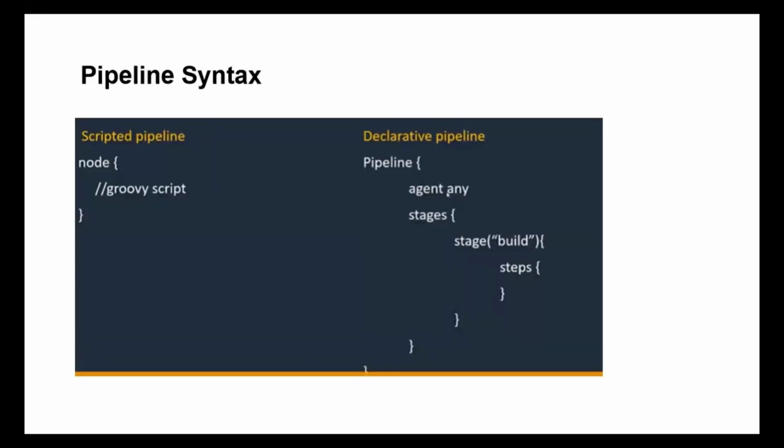So the pipeline syntax. If you see the declarative pipeline, it is going to start with a keyword called pipeline. And then if you are implementing the pipeline directly on the Jenkins node, it will be agent any. But if you have configured any slave node, then you will have to refer the name of the slave node here in the pipeline script. And we define the stages. So it can be the cloning of the repository stage, it can be the build stage, the test stage, deploy stage, etc.